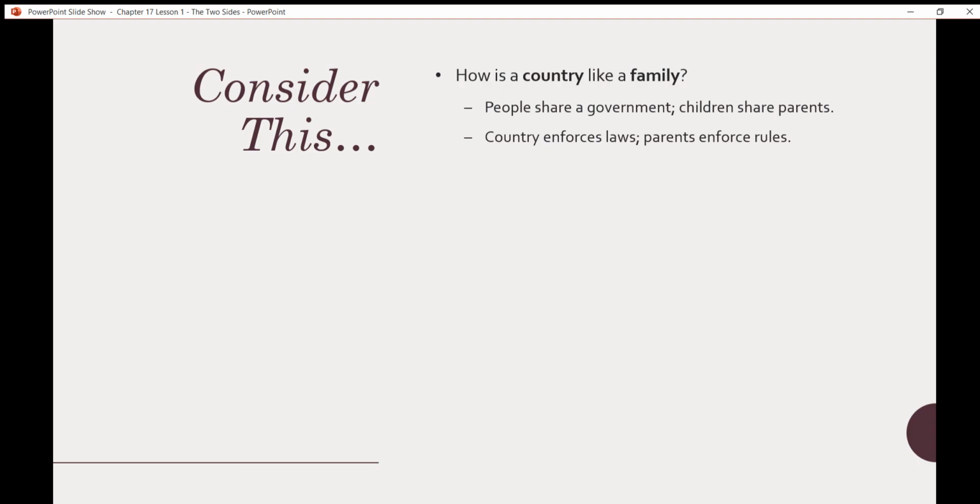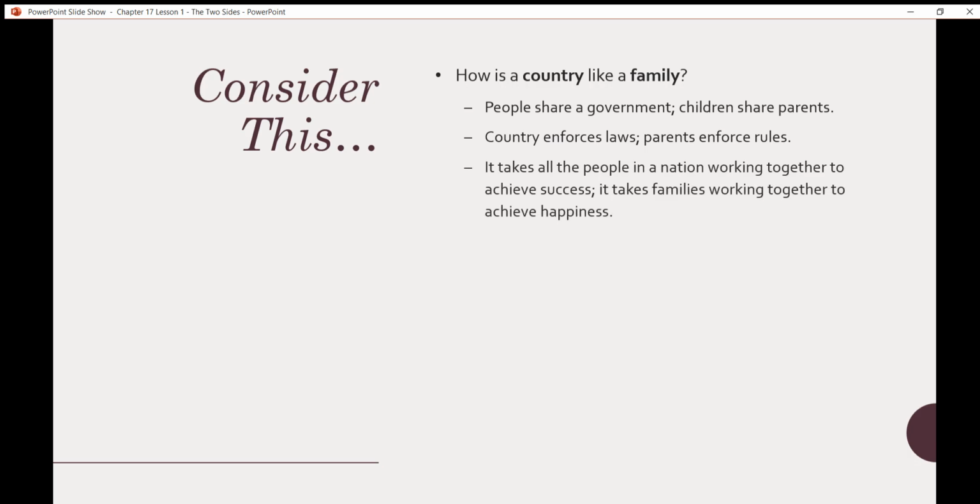Okay? And if you break a law, there's consequences. If you break one of the rules that your parents have set forth, guess what? There's also going to be consequences. It takes all the people in a nation working together to achieve success. Whether you are a citizen, a member of the state, or a member of the federal government, it definitely takes a sense of cohesiveness to achieve what ideally is a successful country.